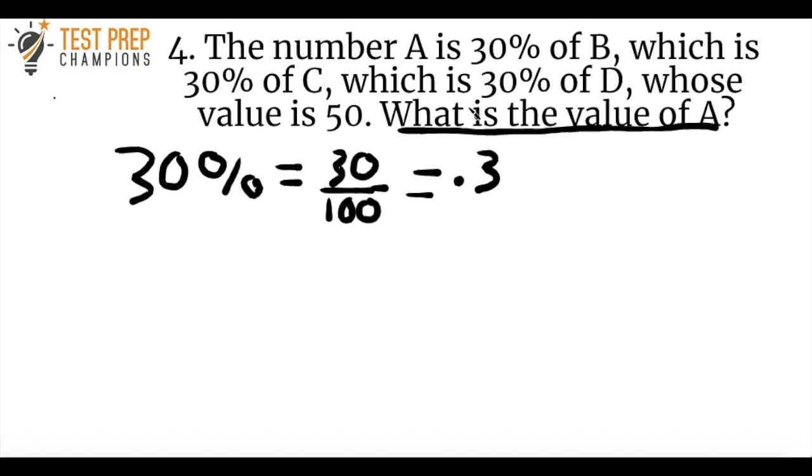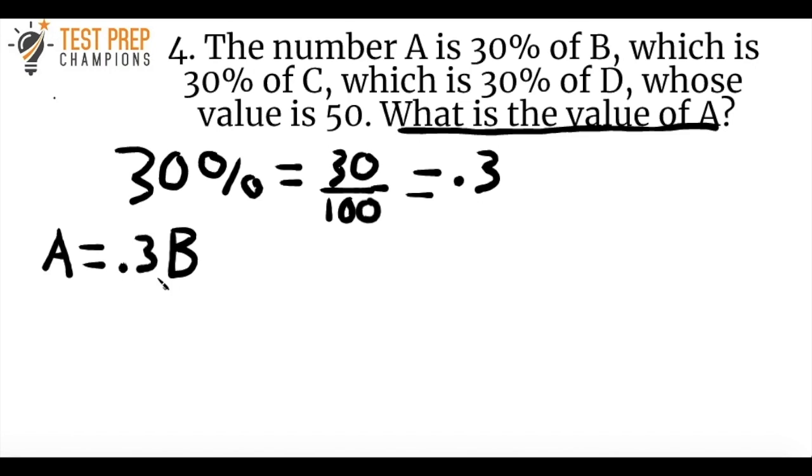We see that the number A is 30%. So we can say that A is equal to 30%, or 0.3, of B. So A is equal to 0.3 times B. 30% of B, you would just do 30% times B, or 0.3 times B, or 30 over 100 times B. That's how you would get that. If we knew what B was, say B was 70, we could say 30% of 70. The way that you would get that is you do 0.3 times 70. In this case, we don't know what B is.